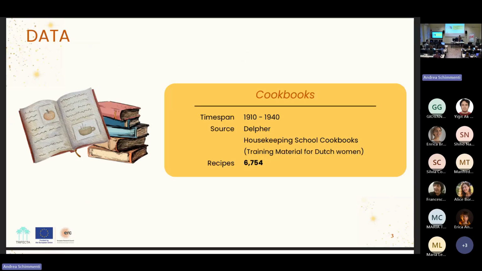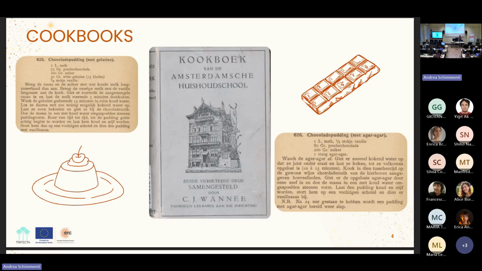So what data did we use? We obviously used cookbooks. These are from Delpher. Delpher is a free online repository of printed digitized material in the Netherlands, and it is run by the National Library of the Netherlands. So we used the cookbooks from there. But what type of cookbooks? There are so many. So we focused only on the house school books, which are housekeeping school books.